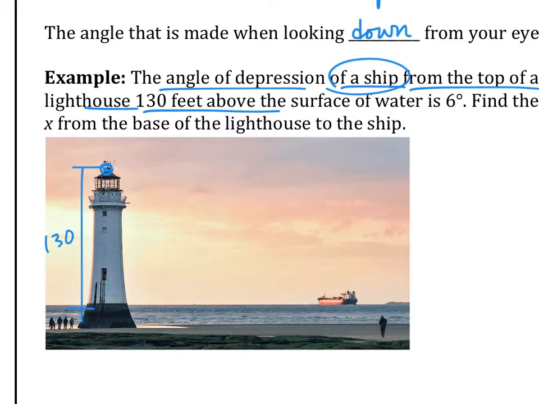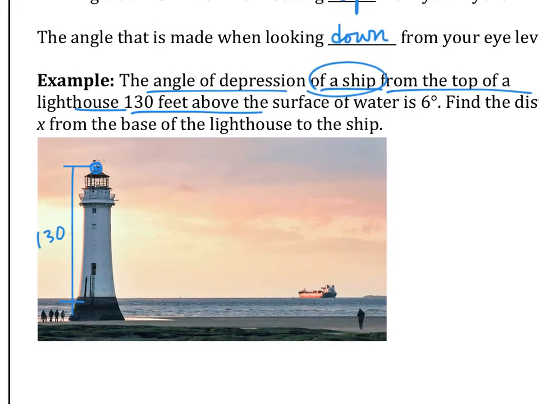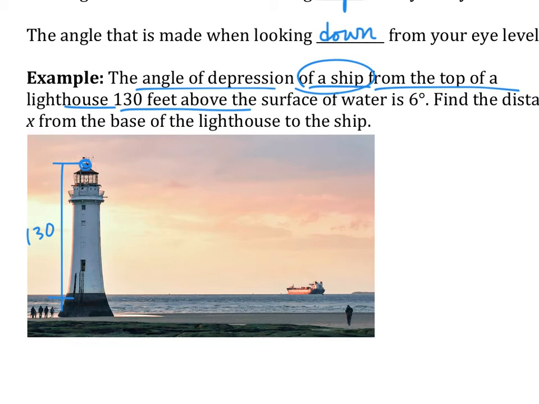I'm going to save the suspense for later, so I'm going to do that last. Find the distance x from the base of the lighthouse. The base of the lighthouse means the bottom, to the ship. So this part has to be x. You're standing here looking down to the ship. The question is, where is the angle of depression?